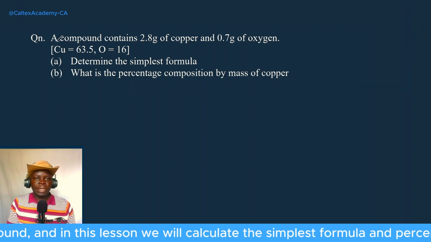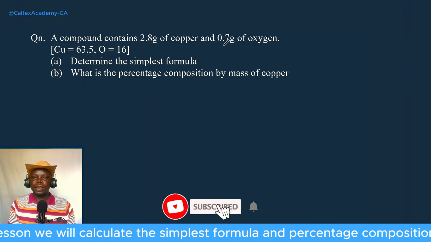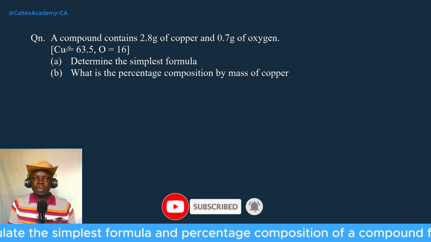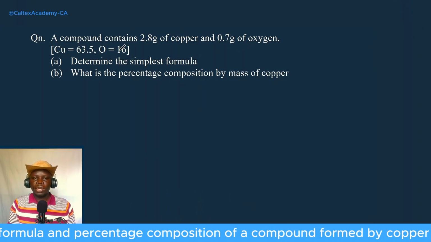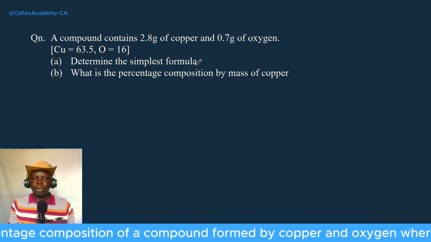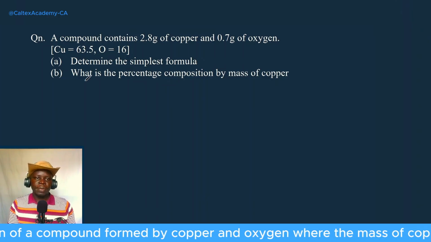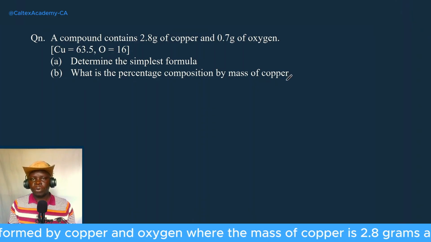So the question says a compound contains 2.8 grams of copper and 0.7 gram of oxygen. And we're given here the relative atomic mass of copper as 63.5, oxygen equals 16, and we are asked to determine the simplest formula. In other words, this is the empirical formula. And part B is asking, what is the percentage composition by mass of copper?